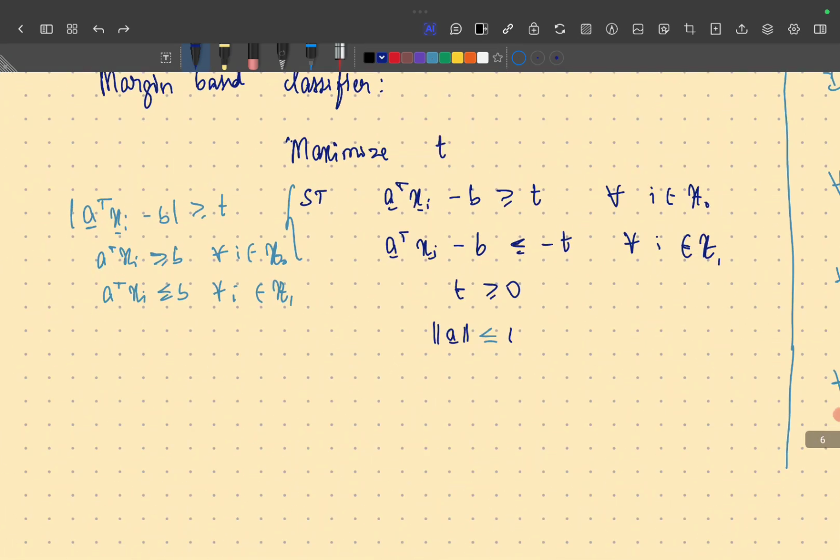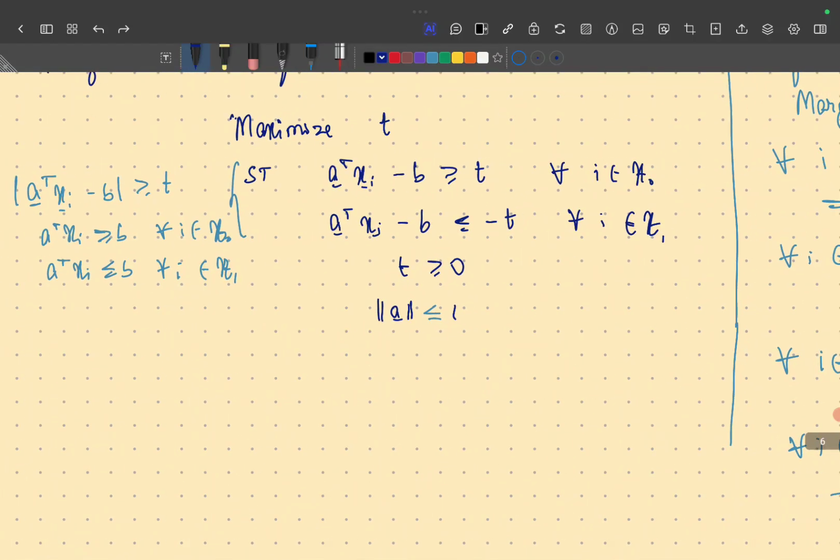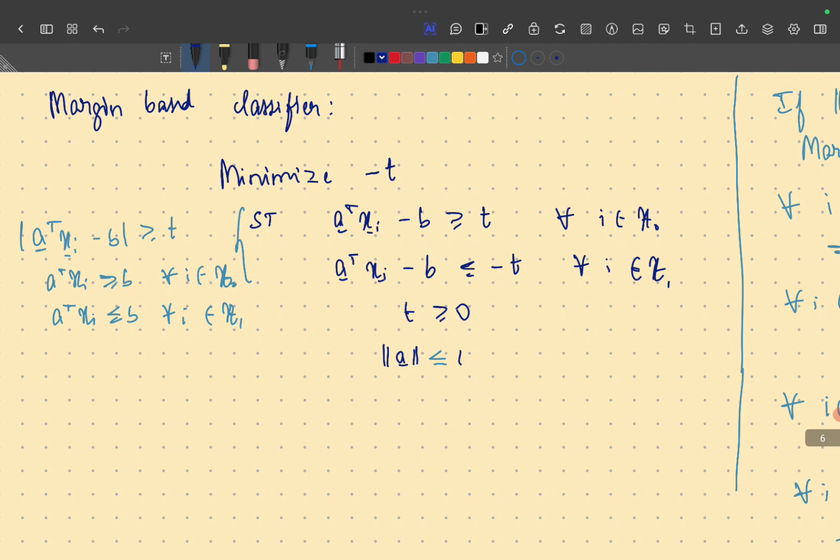Okay, so I have this particular margin-based classifier. One thing we can now do is go ahead and try to solve this. I'll reformulate this. Instead of maximizing t, I can minimize minus t, so that it becomes a convex problem in the standard form. So minimize minus t subject to these particular constraints.